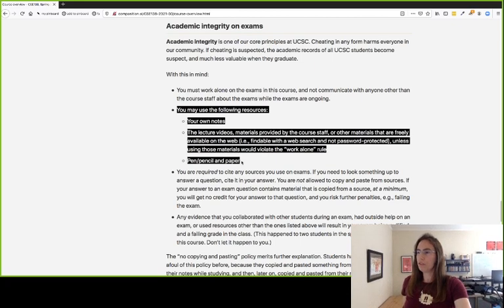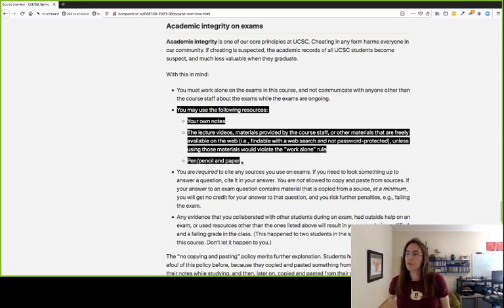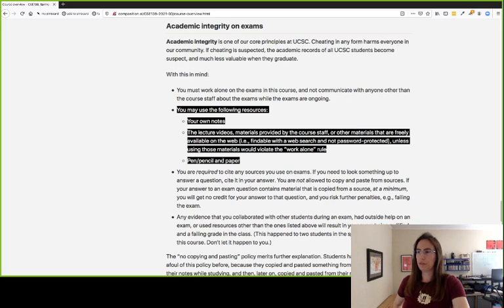Here's what you can use. You can use your notes. You can use the lecture videos. You can use stuff that the course staff has provided. And you can look at materials that are on the web freely available. So it has to be stuff that's findable with a web search, not password protected, unless using those materials would violate the rule that you need to work alone.